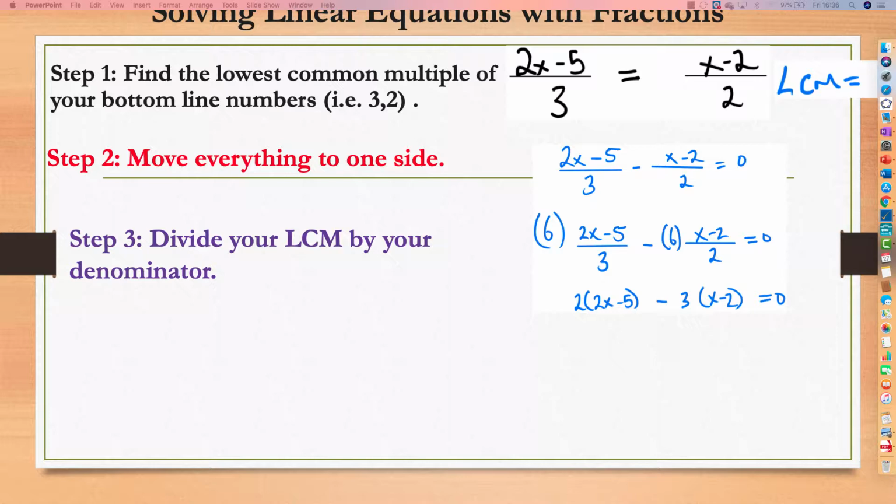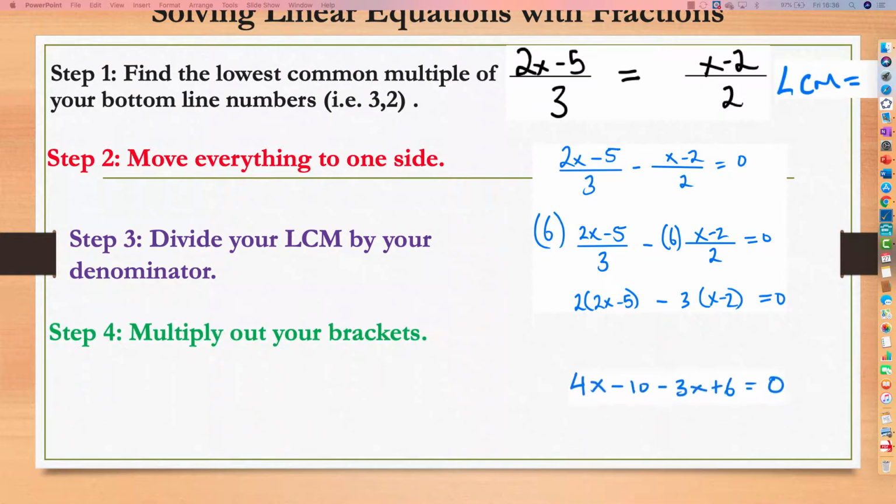How are we getting that? Right, so what do we get? Linear equation with fractions. How do we figure that out?